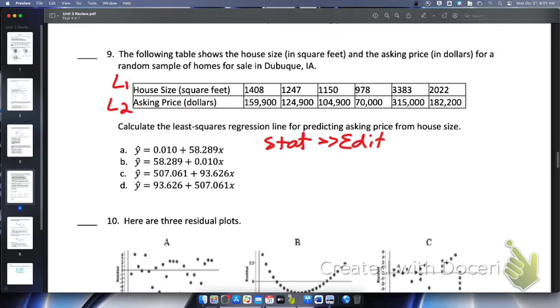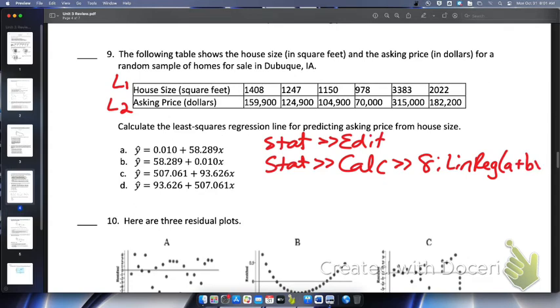Okay, once you put your data in, what do you do to get the equation? Good. So where do we go in our calculator? Stat. We go over to calc. And we want number 8, which is the linear regression A plus BX. That's the one we want. When we go to that and hit enter, it's going to give us the A and the B. We just need to make sure that it goes into the format of the equation correctly.